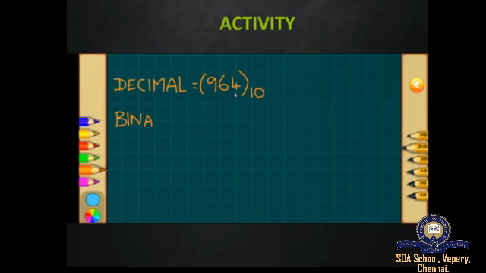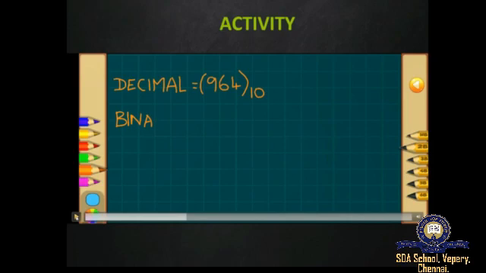Okay. Now we are going to find for the binary number system. For binary we have only 0 and 1. So we use the numbers 0 and 1 and the base value for binary is 2. So we represent the value with the base value of 2.